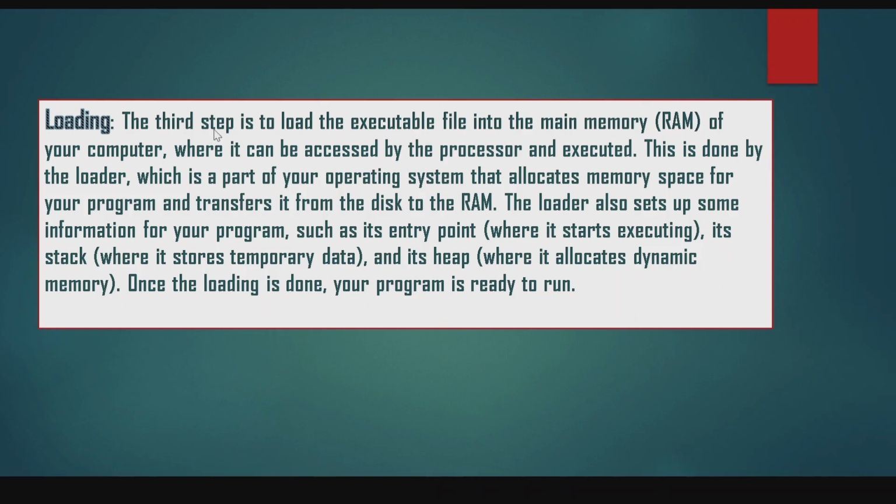So now the third step, like I told you, is to load the executable file into the main memory, that is the RAM of your computer, where it can be accessed by the processor and executed. This is done by the loader, which is a part of your operating system that allocates memory space for your program and transfers it from the disk to the RAM. The loader also sets up some information for your program, such as its entry point, where it starts executing, its stack, where it stores temporary data, and its heap, where it allocates dynamic memory. Once the loading is done, your program is ready to run.